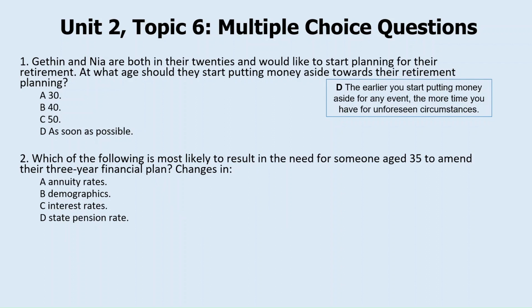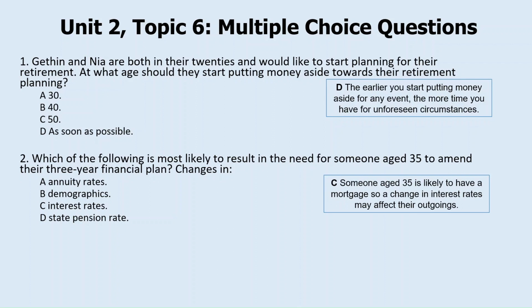Question number 2. Which of the following is most likely to result in the need for someone aged 35 to amend their 3-year financial plan? Is it changes in A. Annuity rates, B. Demographics, C. Interest rates, or D. The state pension rate? The answer to question 2 is C. Someone aged 35 is likely to have a mortgage, so a change in interest rates may affect their outgoings.